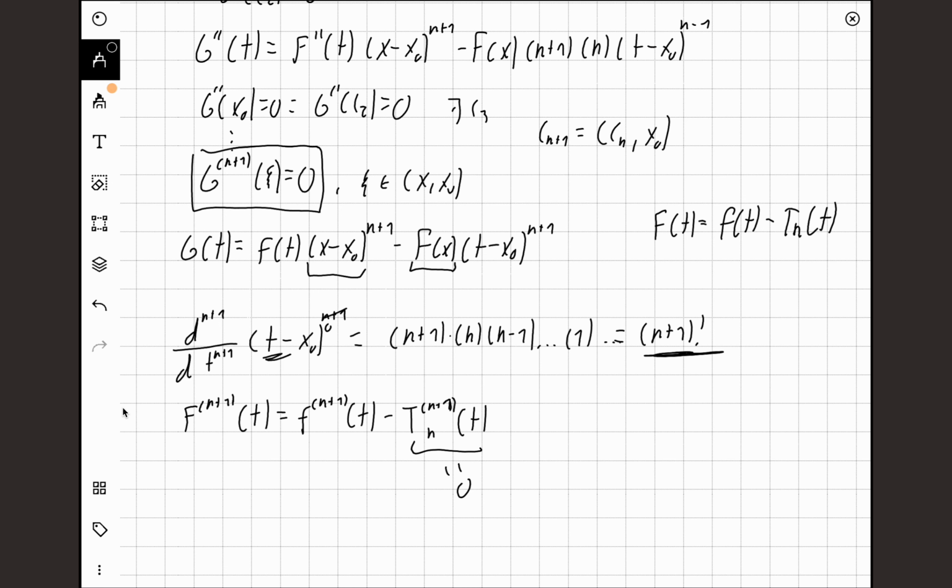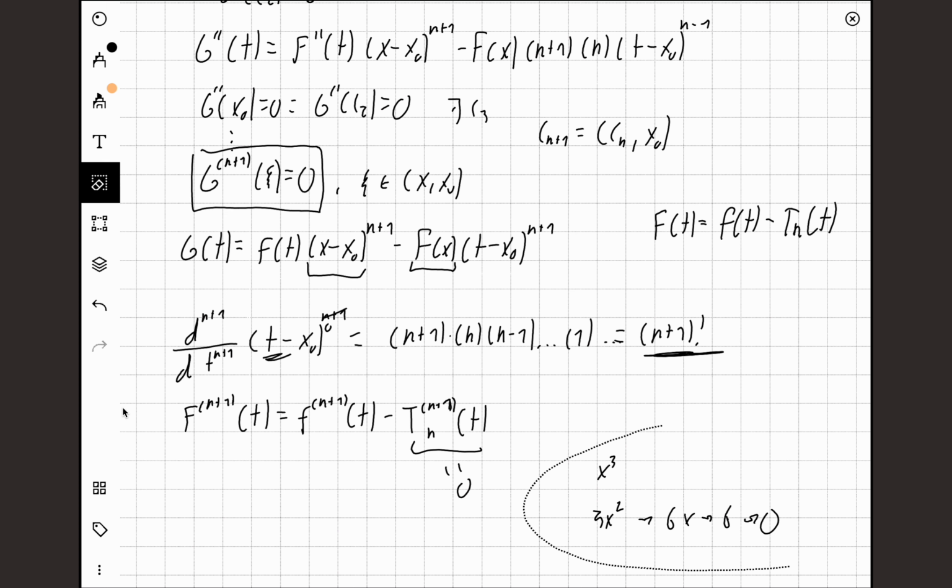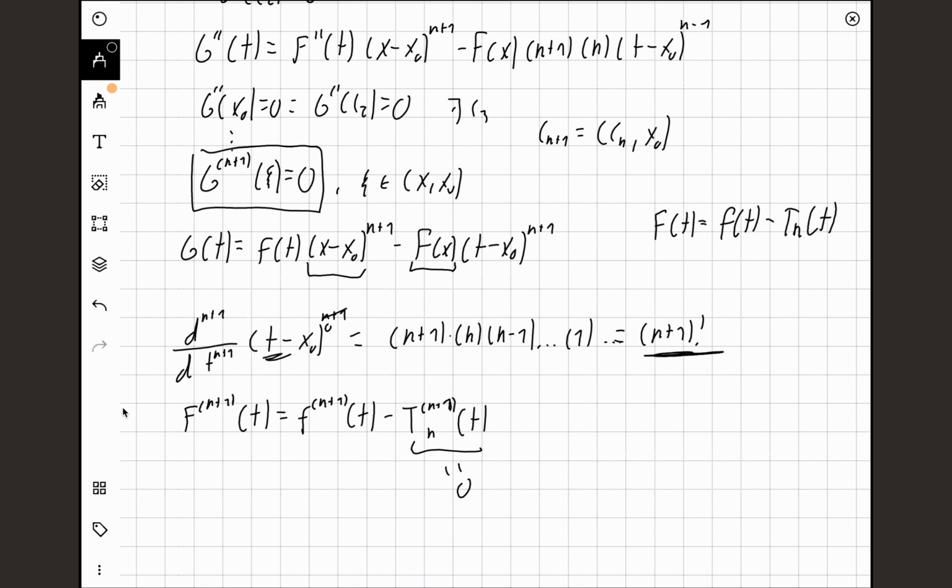Again, if we have a polynomial and its max power is x to the power of 3, and if we take n plus 1 derivatives, the first derivative will be 3x squared, then we're going to get 6x, then we're going to get 6, and then the n plus 1 derivative, or the fourth derivative, is going to be 0, because it's just a constant. So the n plus 1 derivative of an n degree polynomial will always be 0. So all we're left with is this.